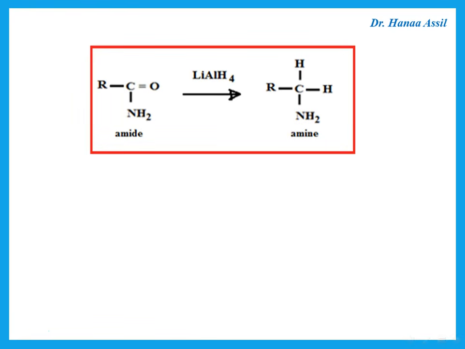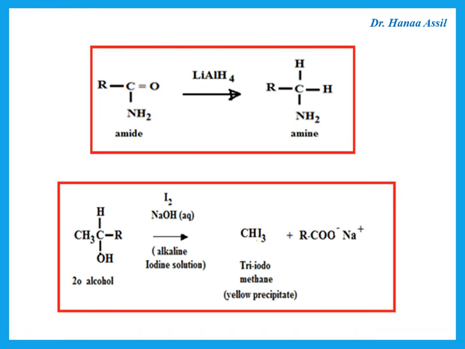Reaction of amide. Remember we did amides and we said, okay, if I want the amide to become an amine, I can react it with lithium aluminium hydride. And this gives me the corresponding amine. If I react a secondary alcohol and I want to remove one of the carbons, this is how we remove a carbon from a chain.